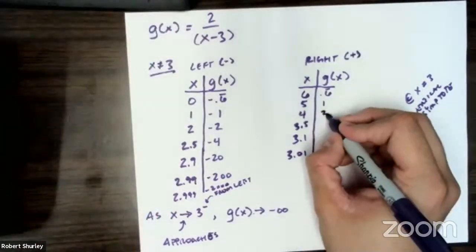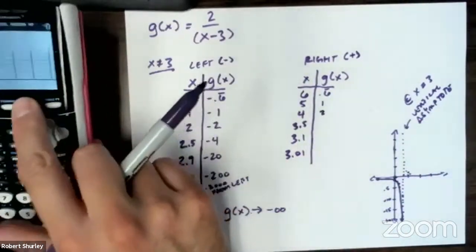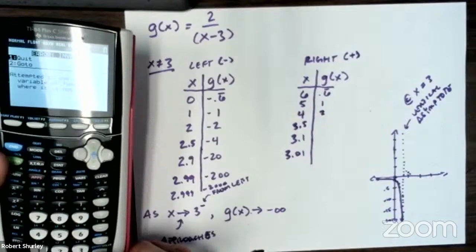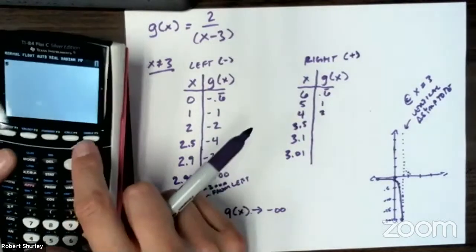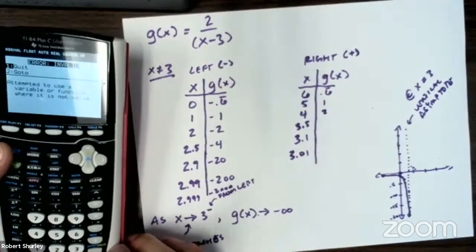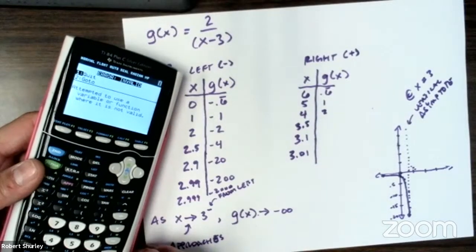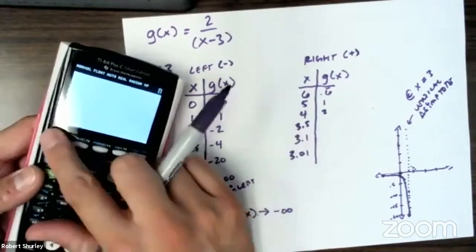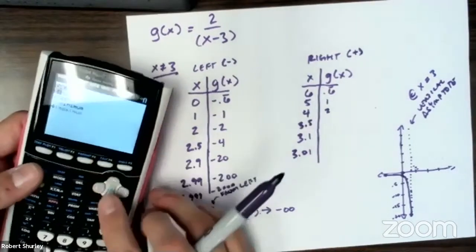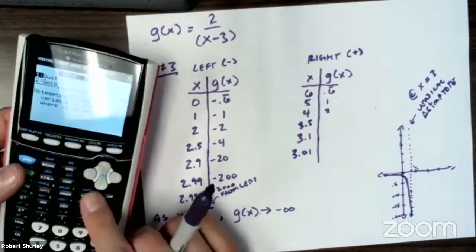Now, we can't do 3.5 in the table, so I'm going to do the whole second calc thing. And we can probably guess by symmetry it's going to be positive 4. But I'm going to do this just to make sure. Okay, second calc value. 3.5. Why is it not valid? Attempted to use a variable or function where it is not valid. Okay. Y equals, did I do something goofy? Nope. Second quit. Second calc. Value. 3.5. What in the world?